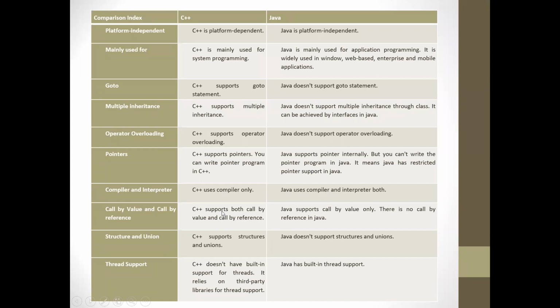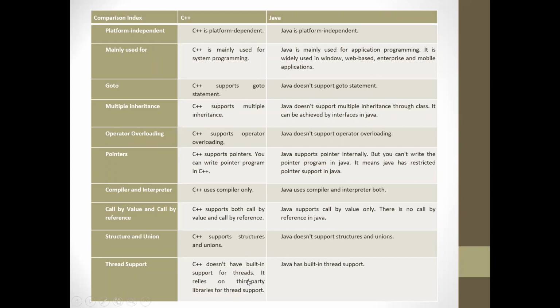C++ supports call by value concept and call by reference concept. But Java supports only call by value concept. Why? Because as you know, call by reference and call by address deal with the pointers. But in Java, there is no such concept of pointers. So it only deals with call by value. There is no call by reference or call by address in the case of Java. Structures and unions are present in C++, but not present in Java.